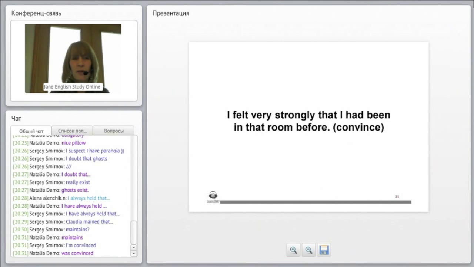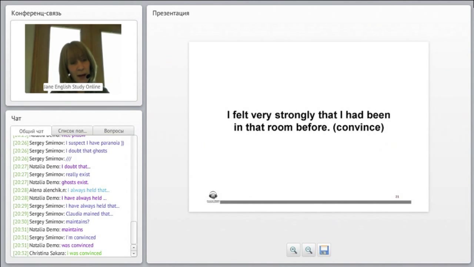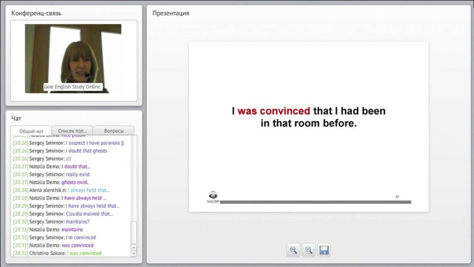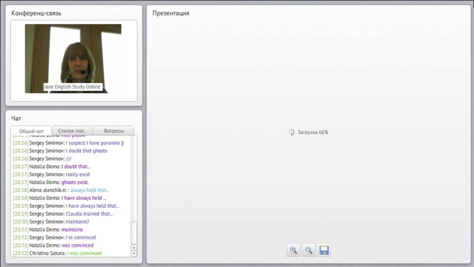Okay, so what's the tense here? The tense is I felt, so we're looking at past tense. And it needs to be in the passive voice. Yeah, I was convinced. Good, okay, I was convinced. Good, Christina, Natalia. Yeah, I was convinced.